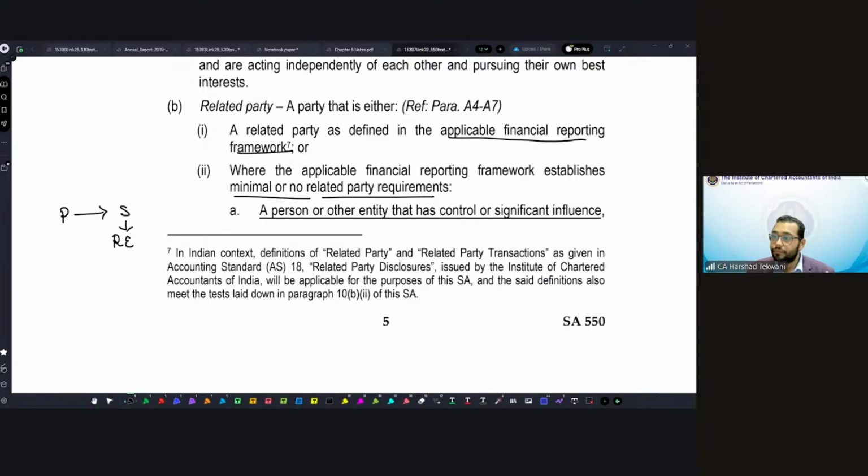Yes, sir. Just one clarification. Per se, we will not see whether it is at arm's length price. But if it is not at an arm's length price, but it is not prejudicial, then we will go ahead with it. We will give a go ahead.